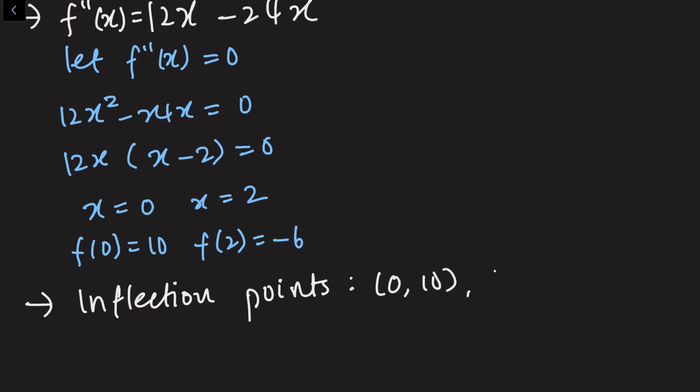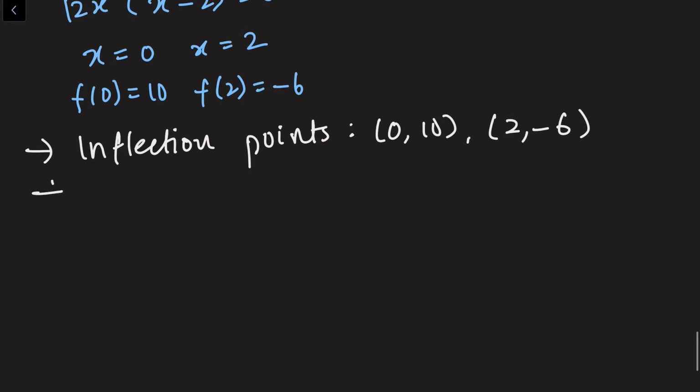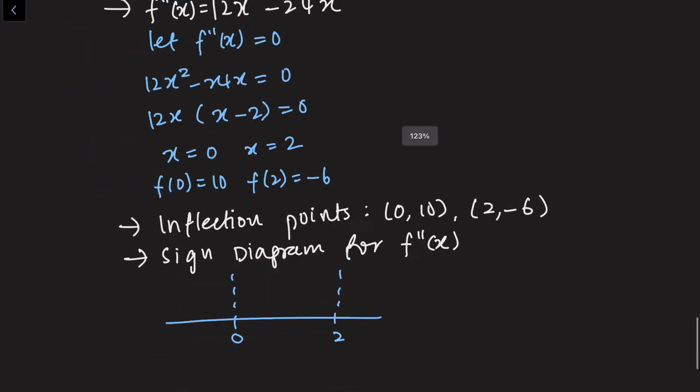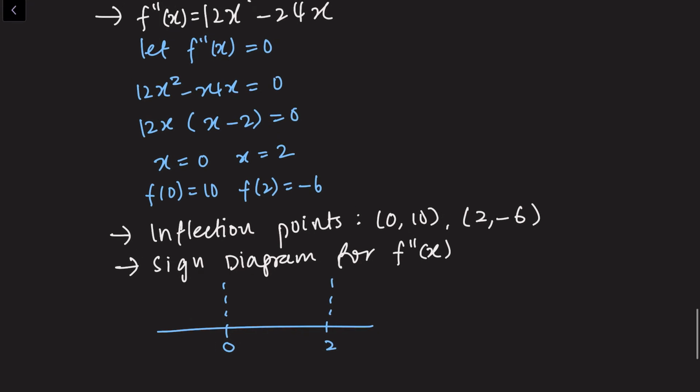0, 10, and 2, negative 6. Then you draw your sign diagram for f double prime x. Now it is on 0. Okay, I think I should use blue color. It is 0 and 2. Okay. And where's our f prime? F double prime is this one.